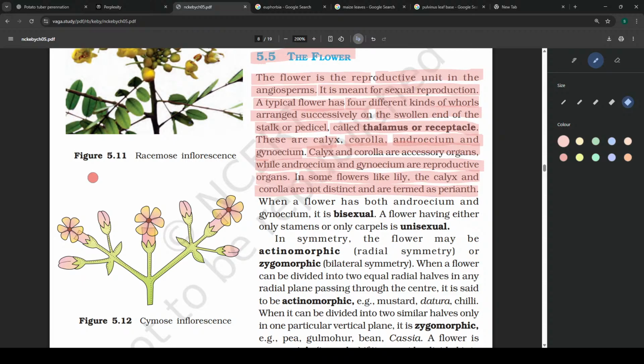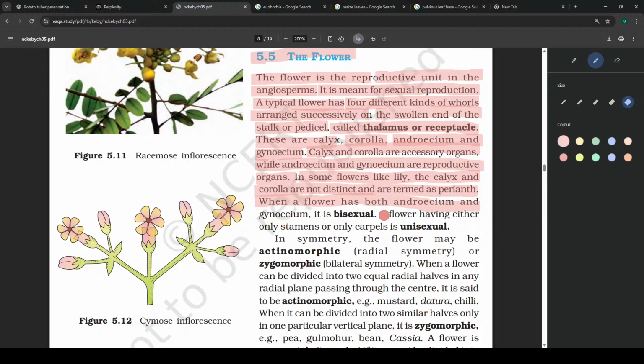In some cases, where we cannot differentiate sepals and petals and they are together, this kind of structure is termed as a perianth. It is seen in flowers like lily, where sepals are not differentiable from the petals. When a flower has both petals and sepals together, we call them tepals. Not petals or sepals, but they are called tepals in case of a perianth.